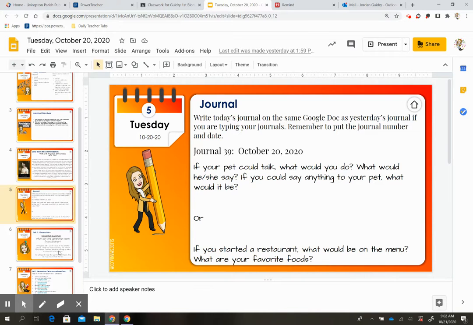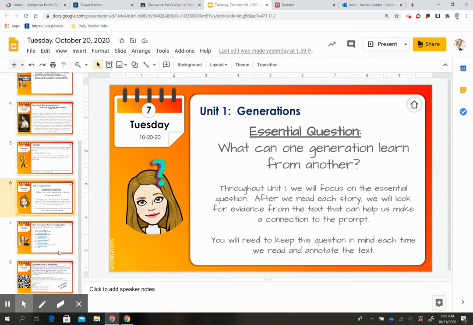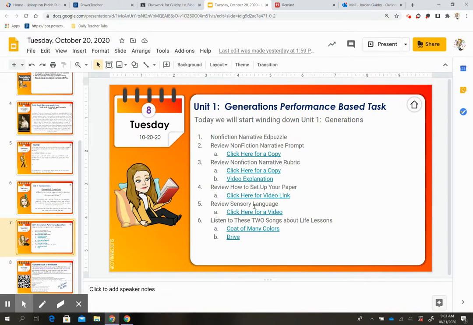Normally we would have grammar after this, but we're not doing grammar this week because we want to spend as much time on writing as possible. So then we go back to reviewing our essential question. And then once again, we have all of these documents.